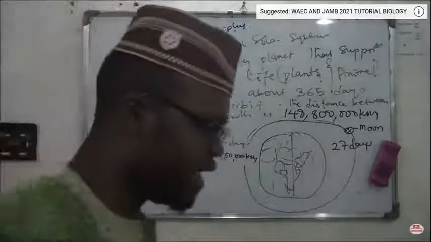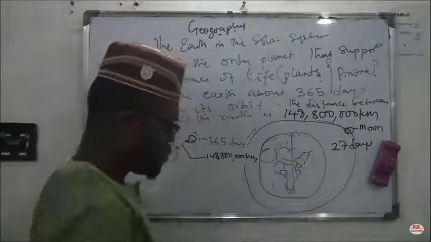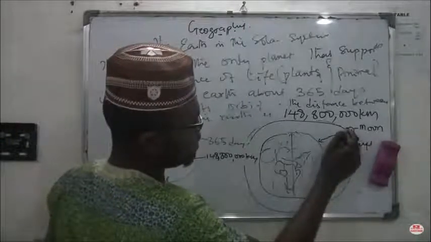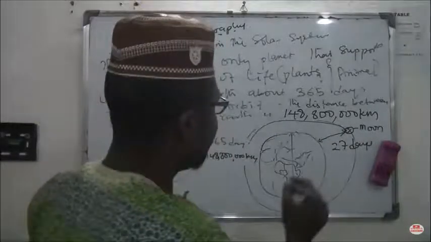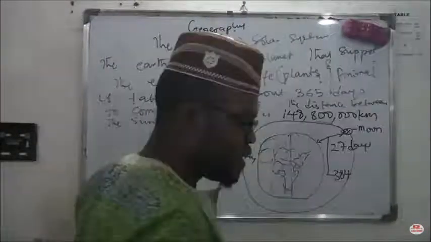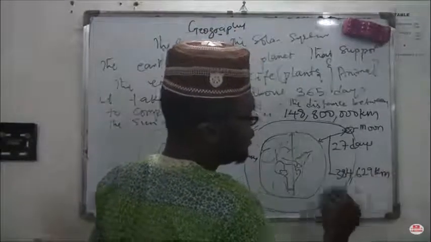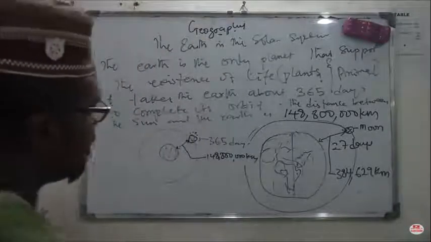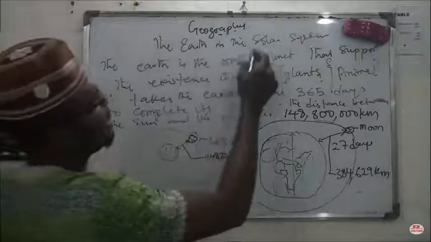The distance of this earth from the moon that is revolving around it is 384,629 kilometers. So these are the very important facts you need to know about the Earth as a planet in the solar system.